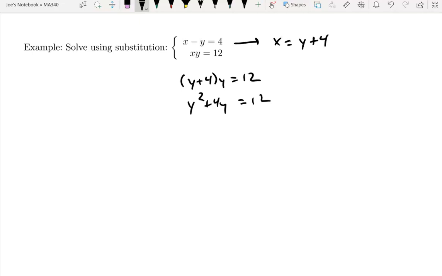We have a quadratic equation again. Our main method for solving quadratic equations is to factor. How does this one factor? Y plus 6 and y minus 2. So what two solutions do you get out for y in this case? Negative 6 and 2.